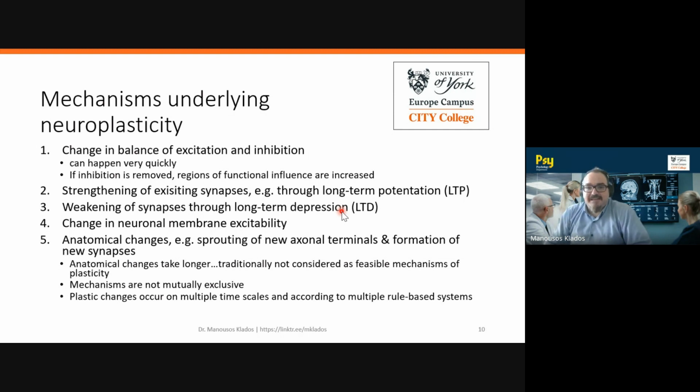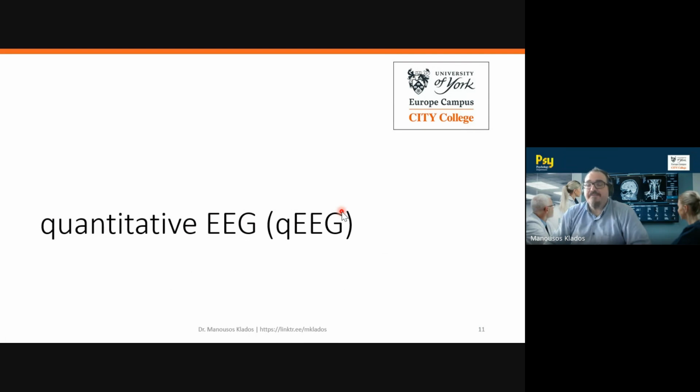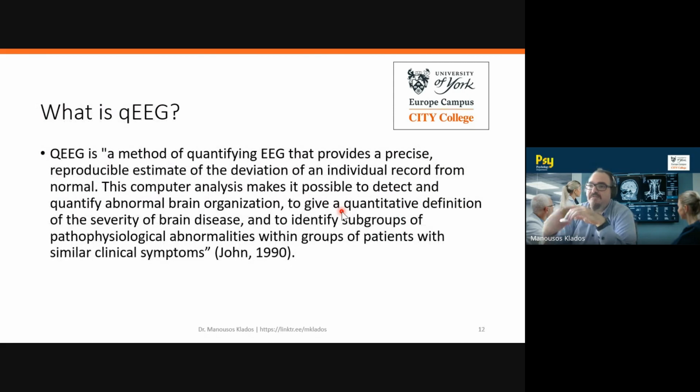Okay, that was a bit theoretical for neuroplasticity, so let's go to quantitative EEG. Let me tell you that EEG stands for electroencephalogram. Christos spoke about IEG, which was intracranial electroencephalogram. Here we are going to see the quantitative electroencephalogram, or quantitative EEG. So what is quantitative EEG?